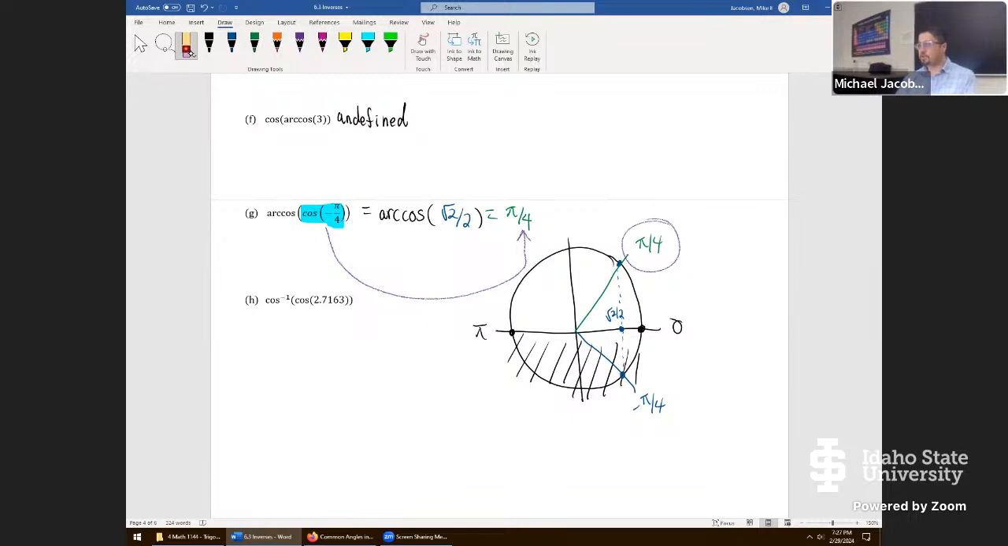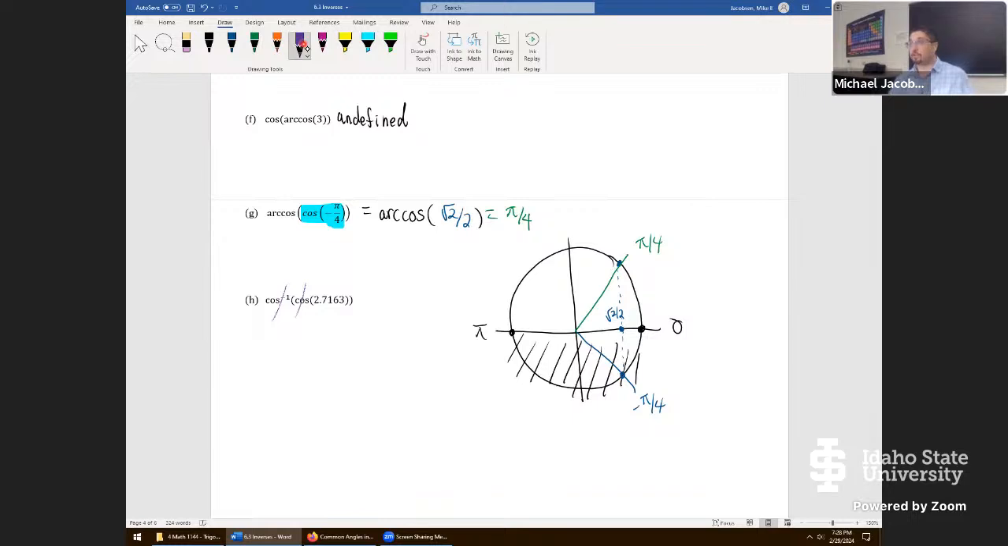Next one is asking for cosine inverse of 2.7163. This looks like it's just a rude question, but it's actually pretty fast. This is a restricted cosine function that goes from 0 to pi in its domain, and pi exceeds 3. So 2.7163 is in the domain of the restricted function. That means that's celebratory worthy.